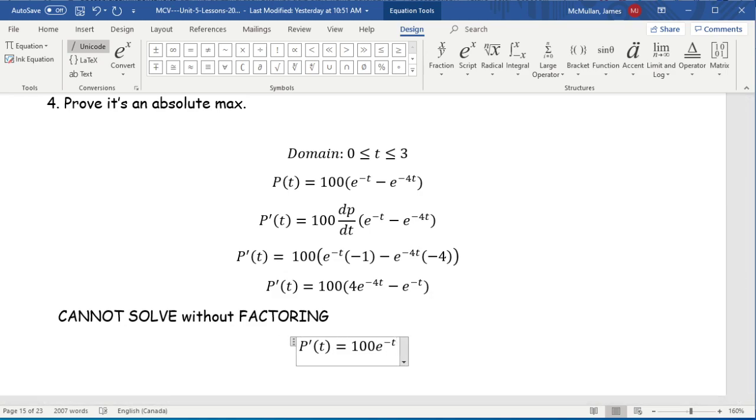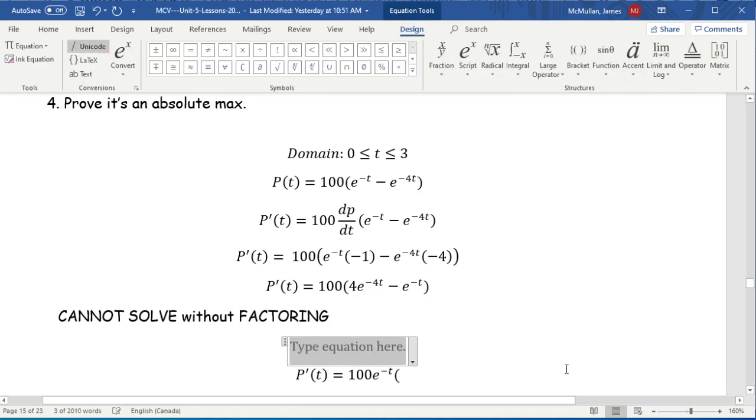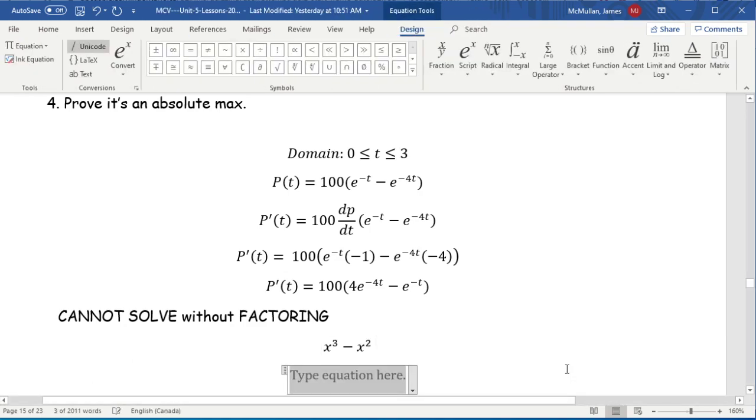Now, in order to do this, what I suggest you do, and if you can do it in your head, obviously do it in your head, but if you're not sure, when you factor something, let's just go back and factor something really simple just to remind us how this works for a sec. So let's say you're factoring x cubed minus x squared. Okay, what would you do there?